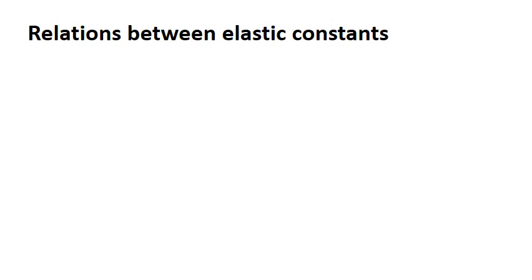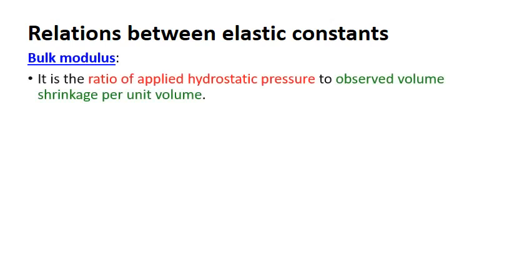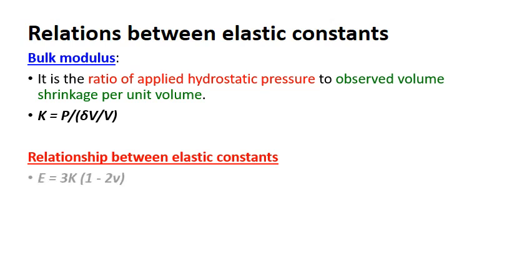What is the relation between the elastic constants? There is one more elastic constant, bulk modulus, which we have discussed in earlier classes, which is the ratio of the applied hydrostatic pressure to the change in volume. That is, K is equal to P divided by delta V by V. The relationships between these three elastic constants are frequently used in solving design problems. Okay, so you must remember them.